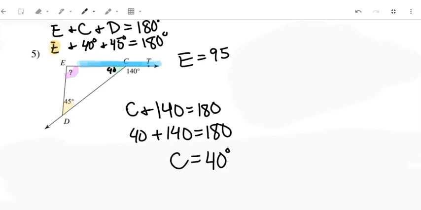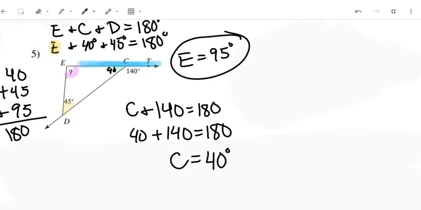You could go over and check your work and make sure that 40 plus 45 plus 95 add up to 180 because those three angles inside have to add up to 180. If you did that, you would see that you got your math correct. So we correctly solved for angle E, or the question mark. Angle E is 95 degrees.